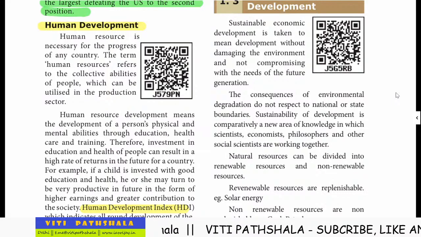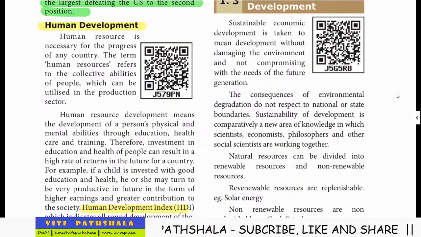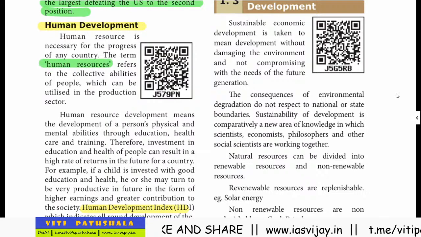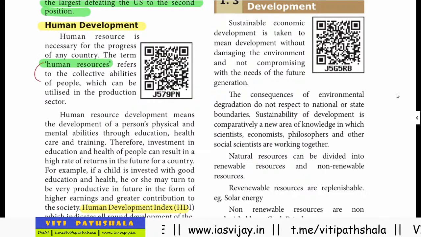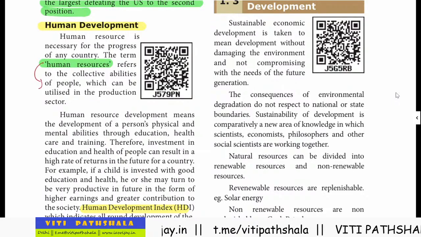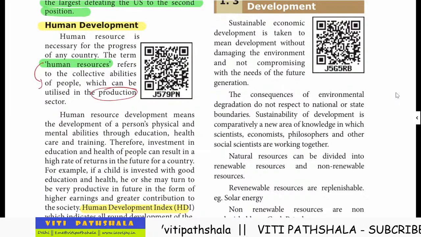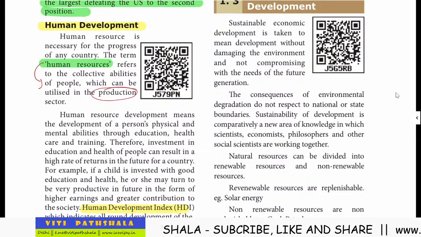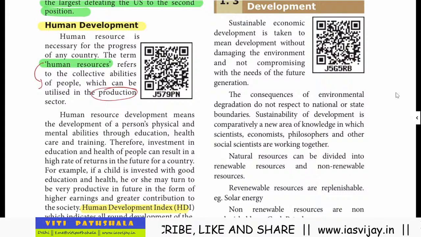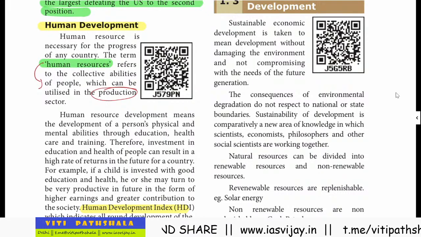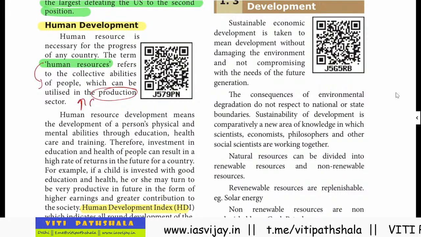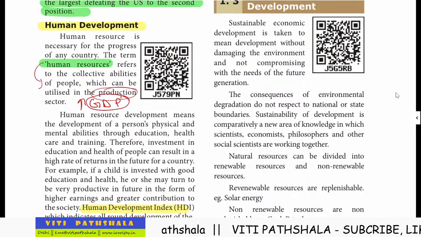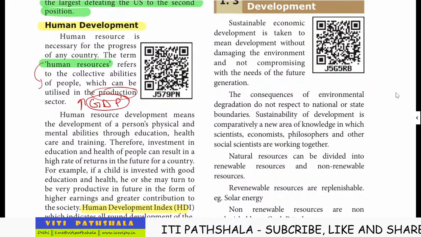utilized in the production sector. So human resource means how many people there are who can work as producers and provide goods and services. That ultimately will lead to a rise in the GDP. Human resource helps to increase the GDP.